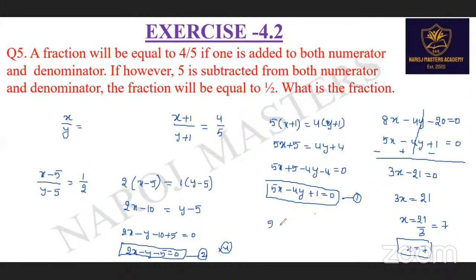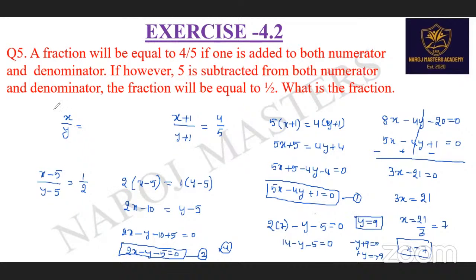2 into 7, or the second equation, 2 into 7 minus y minus 5 equal to 0. So 2 sevens are 14 minus y minus 5 equal to 0. So this is 14 minus 5 is 9. So minus y plus 9 equal to 0. y is equal to minus 9 here, minus y, minus gets cancelled. Then y is equal to 9 here.